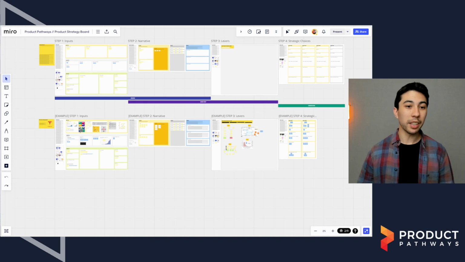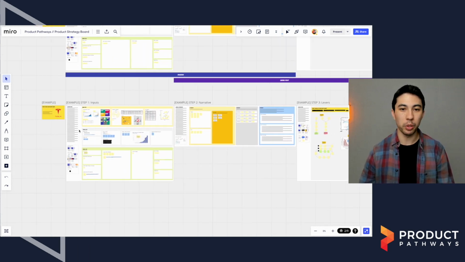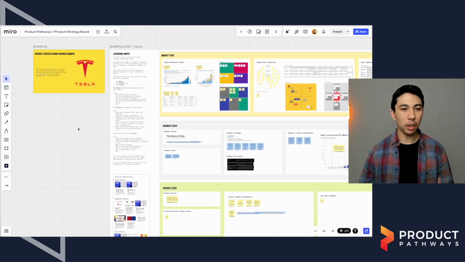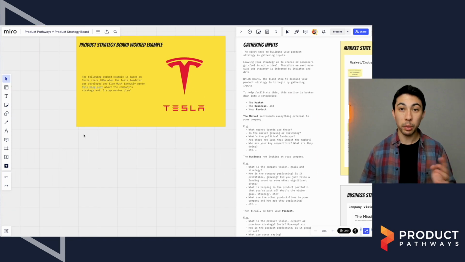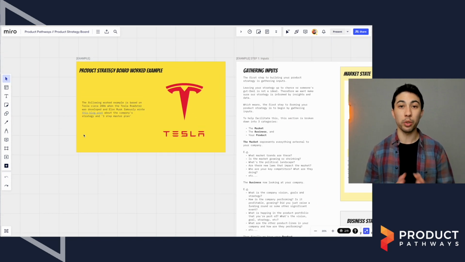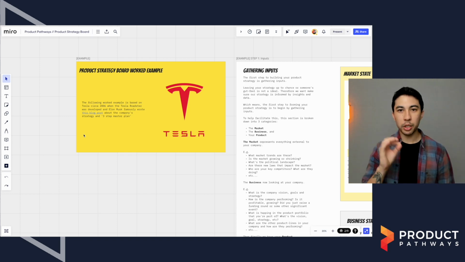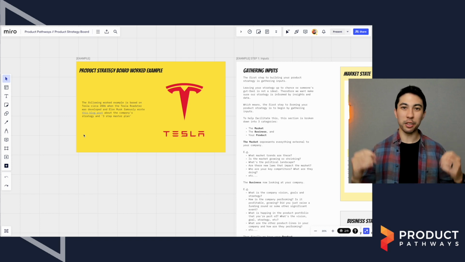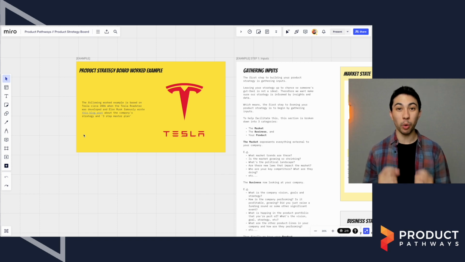What you'll then see underneath that is a worked example. I stuck with the Tesla example. We talked about the Tesla example when I walked you through an example product strategy document, so I thought I'd stick with the same worked example here. Keep in mind as you go through this example, this is intended to be circa 2006, when Elon Musk wrote that blog post about the 3-step master plan.